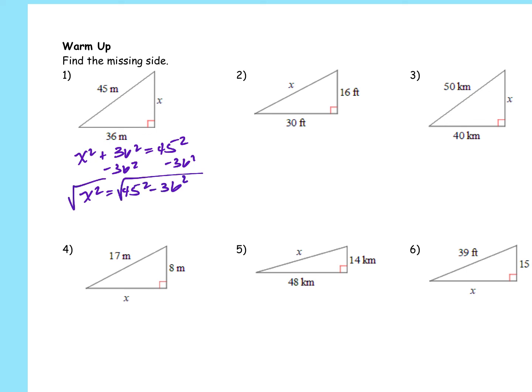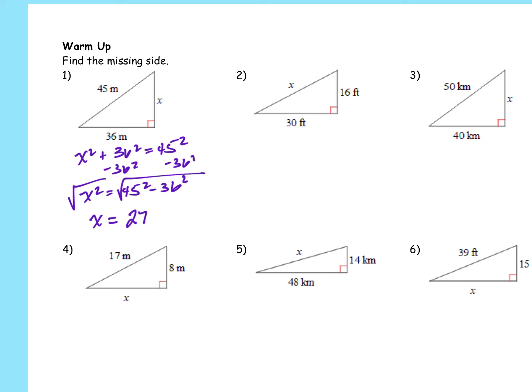And then I square root it. And this is what I put into my calculator. I don't even find out what 36 squared and 45 squared are. I just put that into my calculator. And then X is going to be, oh no, not approximately. It is equal to, sorry, X is equal to 27.